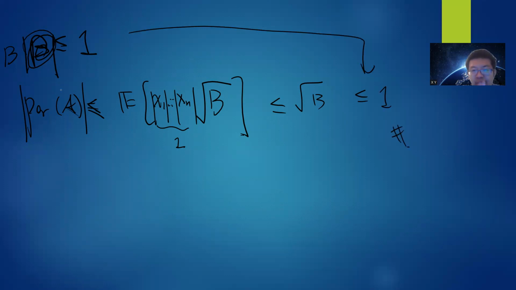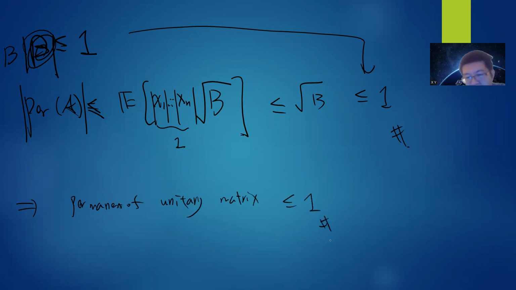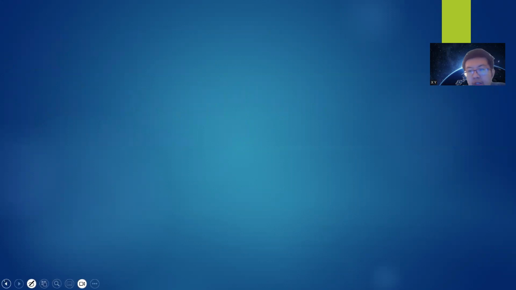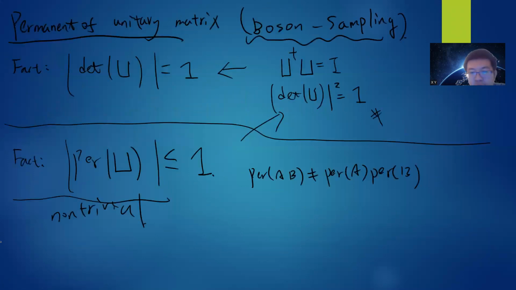You write down the permanent, take the absolute value, and you use this Glynn formula. The Glynn formula takes all these small x1 up to xn out, and you use it to show that B is less than or equal to 1, but that means the square root of B is less than or equal to 1. So we show that the permanent of unitary matrices is less than or equal to 1. Okay, that's it, and see you guys in the next videos.